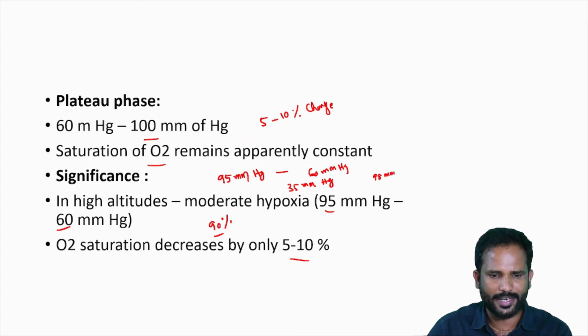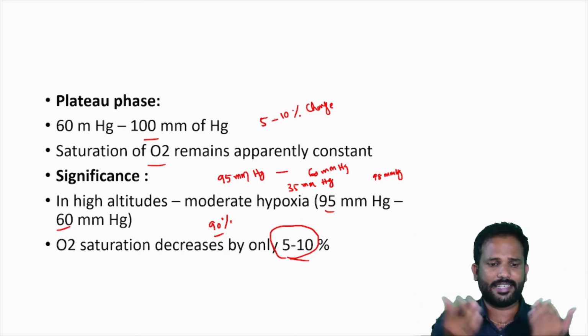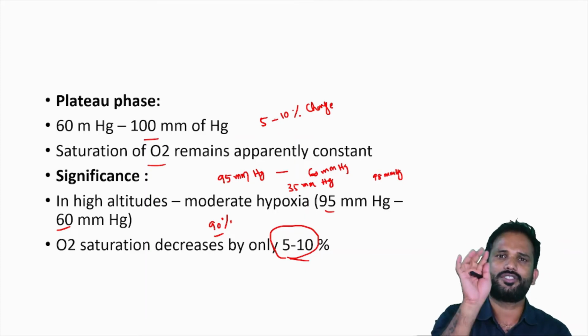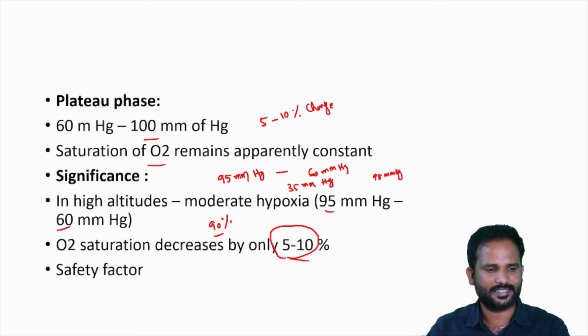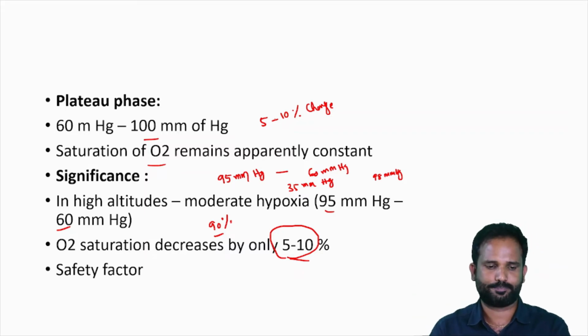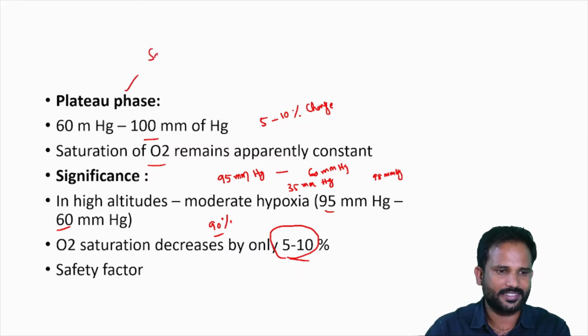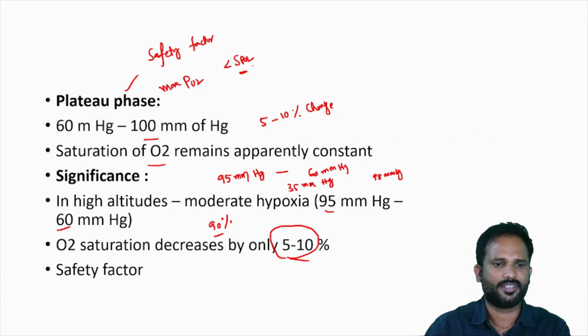maximum it will be 98% saturated. So only a range of 5 to 10%. So even though there is a partial pressure difference of 30, still there is only 5 to 10% change in saturation, and this acts as a safety factor if there occurs pathology of the lung or hypoxia. So the plateau phase is a safety factor because there is very little change in SpO2 saturation, even with more change in PO2.